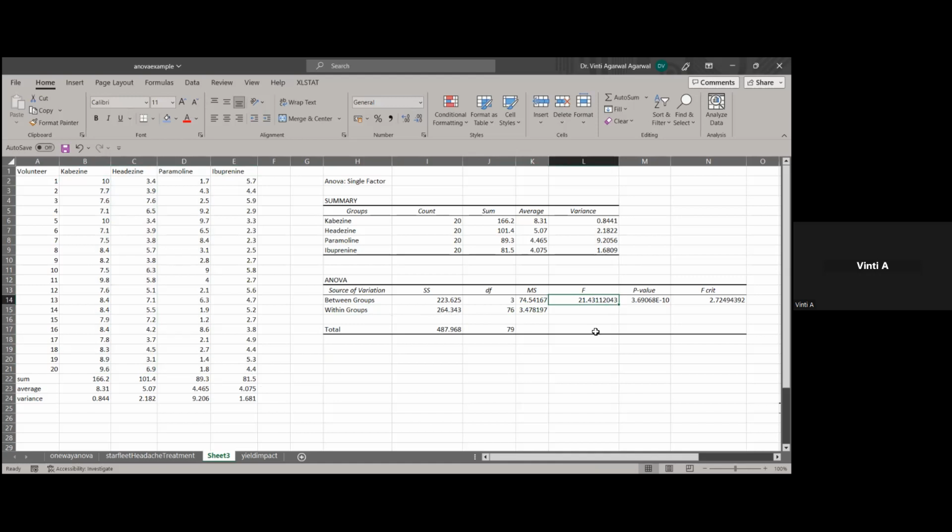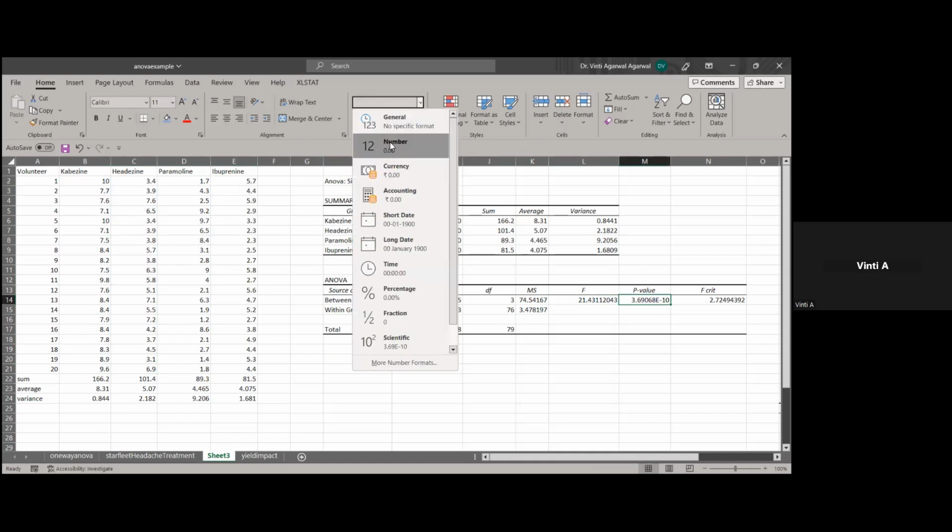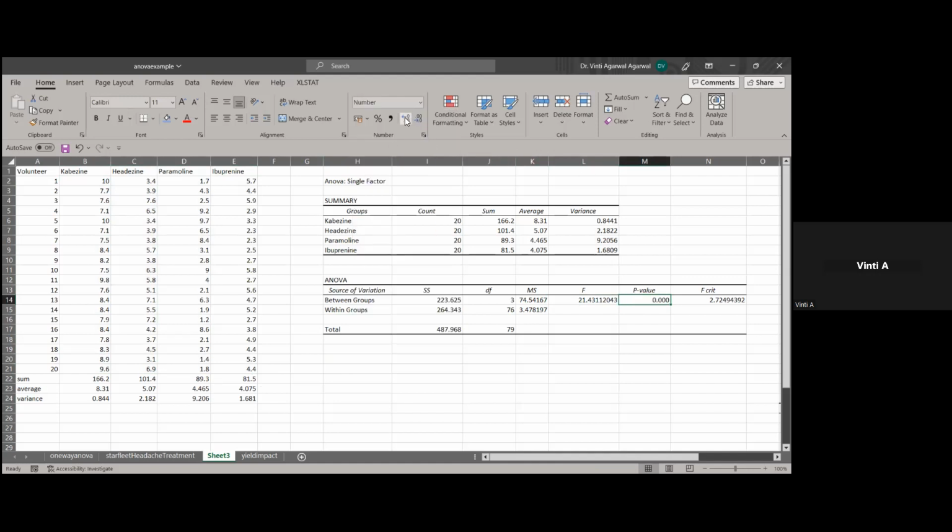Okay, and my F value is coming as 21.43. Okay, if I convert this into a number, my critical value for this degrees of freedom is 2.72. This is way more than this. So I can definitely say that there is difference between the pain, you know, in terms of the ability to reduce pain between the four types of medicine, right? So that is what ANOVA does. Okay, so this is one way ANOVA, because I am only looking at one factor.